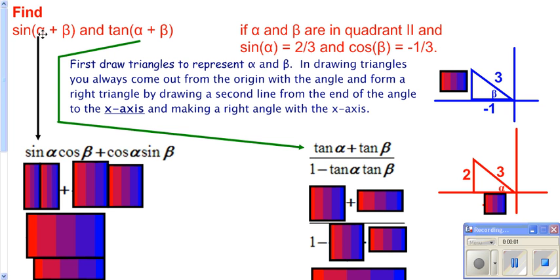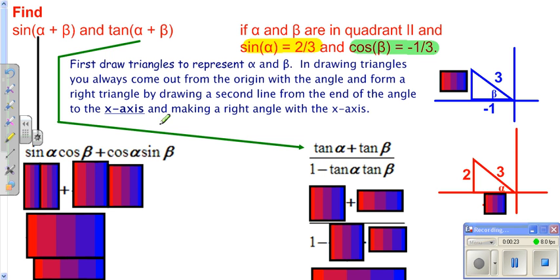We need to find the sine of two angles added together and the tangent of two angles together. The only thing we're given is that our two angles, alpha and beta, are in the second quadrant, and that the sine of alpha is 2/3, and that the cosine of beta is negative 1/3.